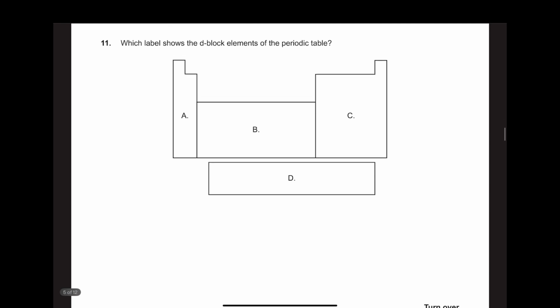Next, which label shows the D block elements in the periodic table? This is S block. The middle ones are D block. On the right side, you have P block. C is not the answer. But yeah, this is P block, and at the bottom you have F block. So the answer would be B for question 11.